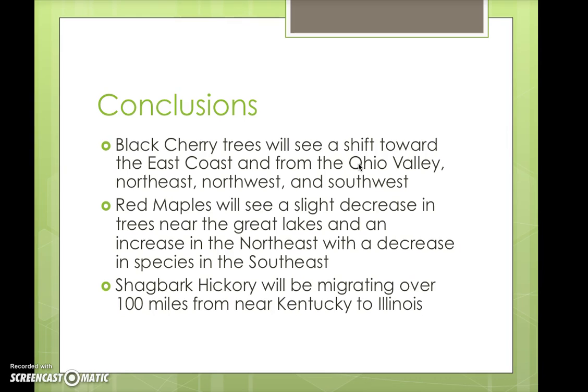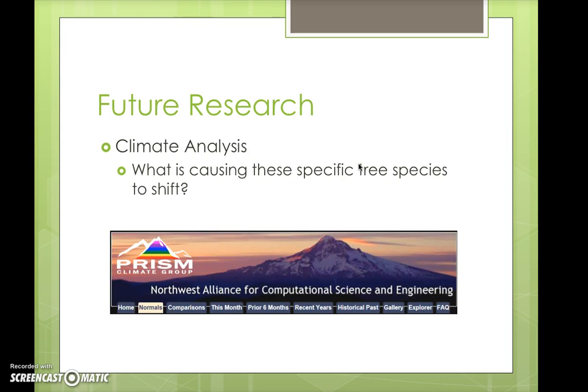So concluding, the black cherry trees will see a shift toward the east coast and from the Ohio Valley, northeast, northwest, and southwest. Red maples will see a slight decrease in trees near the Great Lakes and an increase in the northeast, with a decrease in species in the southeast. So it seems shagbark hickory could be our winner here. It'll be migrating over 100 miles from near Kentucky to Illinois. That is a 100-mile jump in a species.